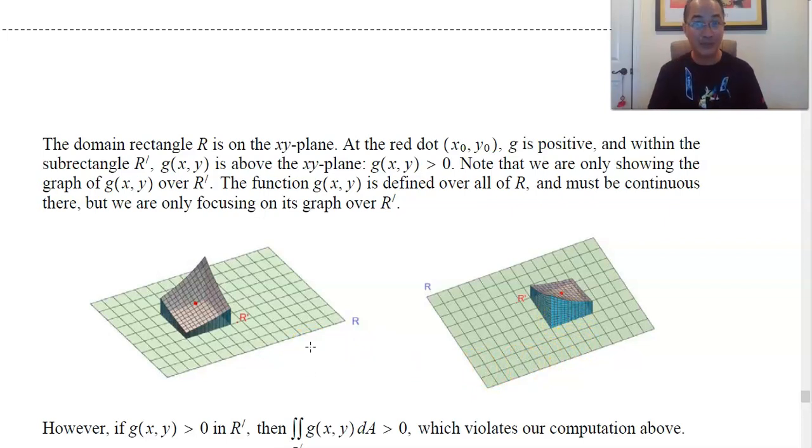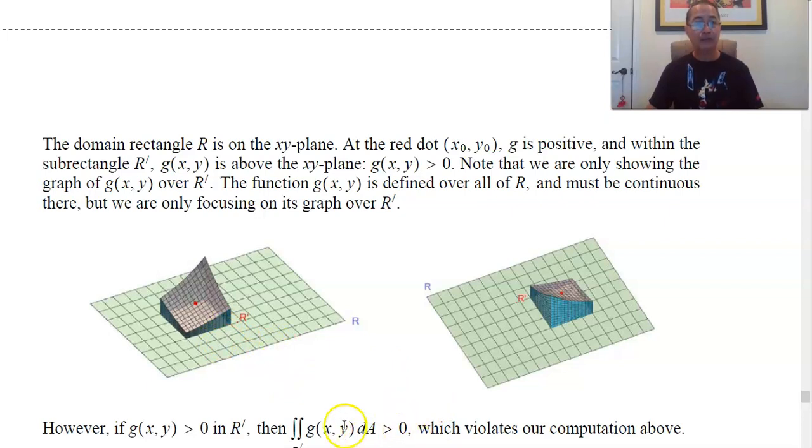Let's go back to chapter 2. Remember diagrams that look like this? If your function is always positive, can the double integral be 0? No, of course not. Because that double integral represents a volume. So therefore, this cannot happen.